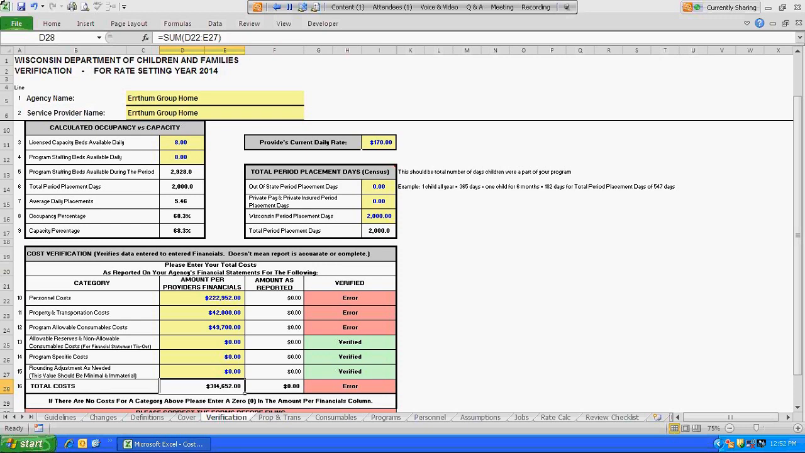All this is verifying is that what you put in per your financials matches up with everything that you entered in the cost report. It's not verifying that the data is accurate and complete. It's just saying that the data that was entered matches the dollar amount that you entered per your financials.